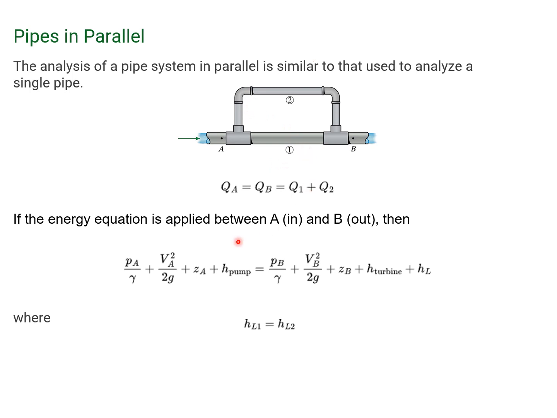Here, if you apply the energy equation from A to B, you get a similar result, but in this case, the head loss 1 has to equal the head loss 2 because it's in parallel. And again, this is similar to voltage, right? If this was a current flow here and a current flow there, the voltage drop here and the voltage drop there would have to be the same.